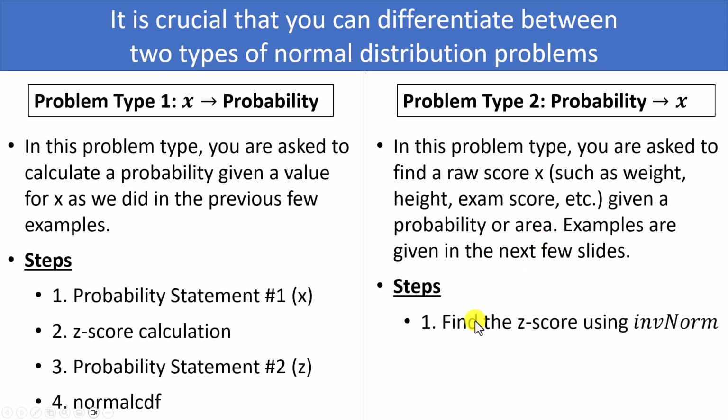So the steps for these are, well, the first thing you're going to want to do is find the z-score corresponding to that probability. So if they say 97% is lower than this fastball or something, then you're going to have to find the z-score corresponding to that value. And we can do that using the inverse norm function on our calculator. And then from there, we can find the raw score using the raw score formula, which is really just a manipulation of the z-score formula solved for x. Okay, so make sure you have these down in your notes because we're going to be using these steps for problem type number 2.